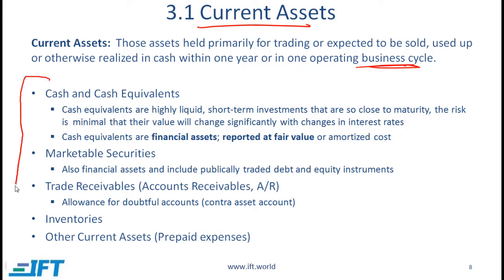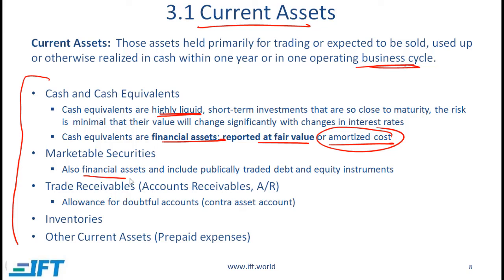Here are the classic examples of current assets that you need to memorize: cash and cash equivalents. Cash equivalents are highly liquid short-term investments that are so close to maturity, the risk is minimal that their value will change significantly with changes in interest rates. So key is that they are highly liquid. Cash equivalents are generally financial assets. They are reported at fair value or amortized cost. The concept of amortized cost is something that we will cover later in this topic.